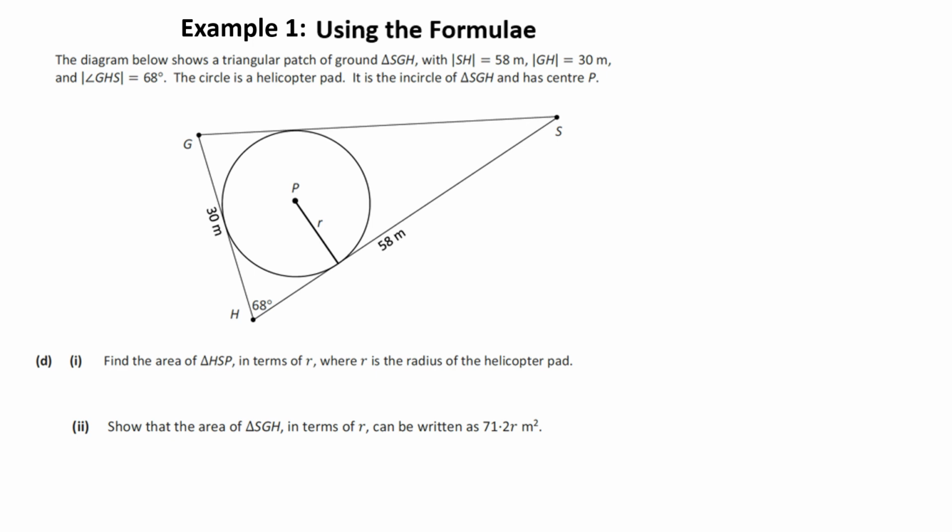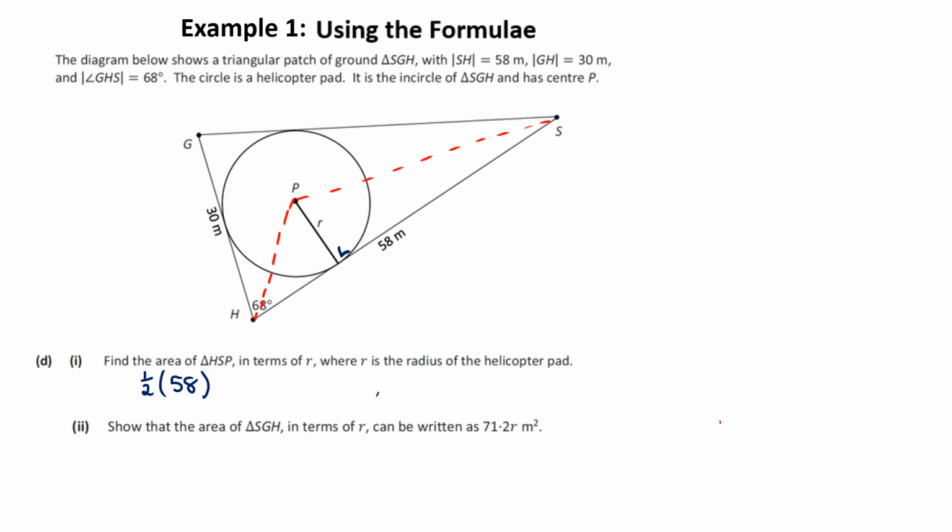HSP in terms of OR, where OR is the radius. So what we're going to do is I'm going to just put in those missing lines here. So it is HSP. So this line comes down here. So that's the triangle we're working with. We don't have any angles there, but we can use our traditional formula, which is half the base, which is 58, by the perpendicular height, which is OR. We know that this is perpendicular because it's the incircle.